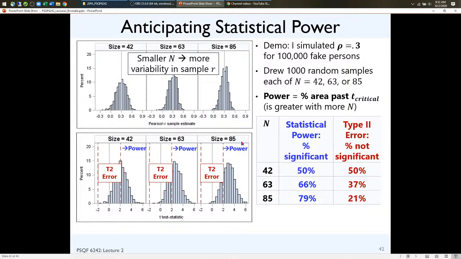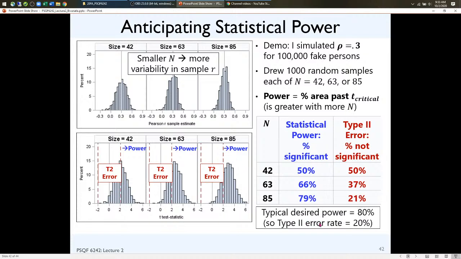So for 85 people, the last picture here, about 79% of the replications had a strong enough signal to reject the null hypothesis to say the correlation is not 0, and 21% of the replications didn't. So this is known as statistical power. What is the proportion of times where you would expect to reject the null hypothesis given the population effect size and given the sample size?